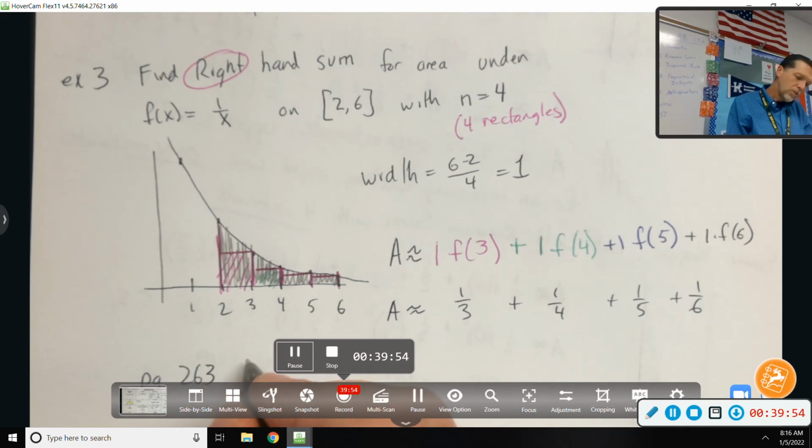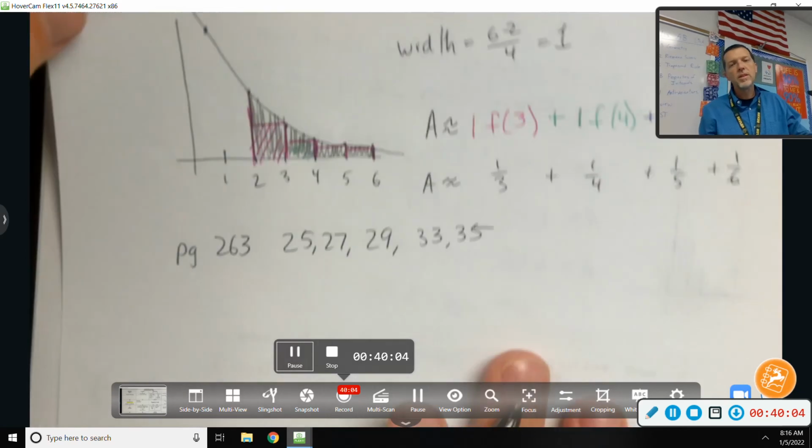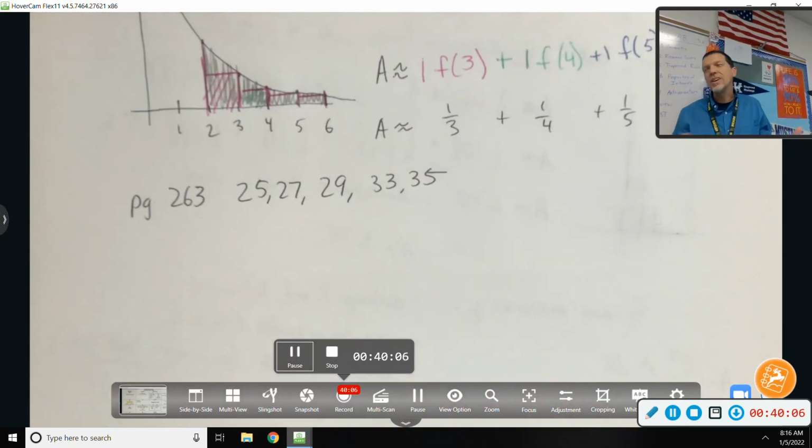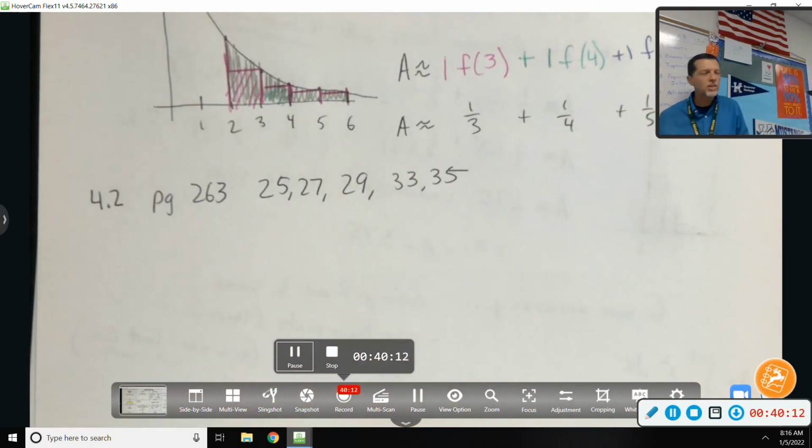Page 263, 25, 27, 29, 33, and 35. It's only 5 problems. I can't say only 5 problems. You got to add up rectangles every time. This is section 4.2, so if you're doing the calc chat thing and want to look at your answers, that would be where to find it.